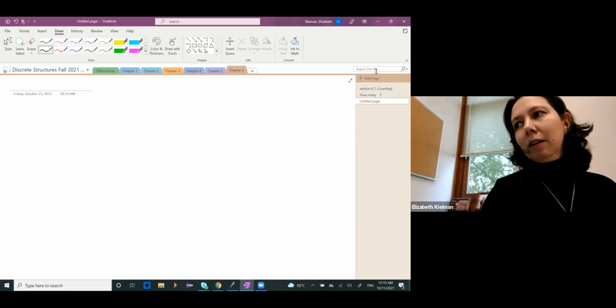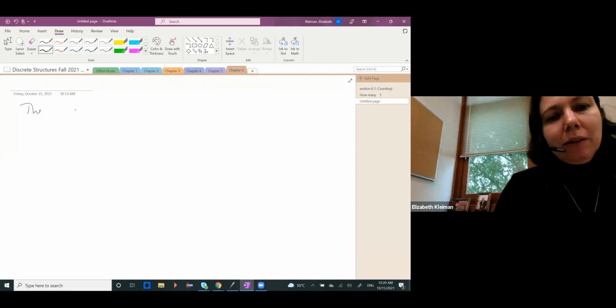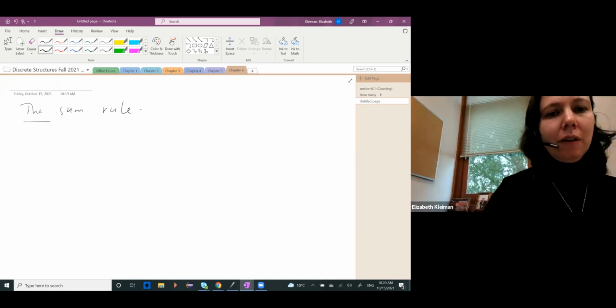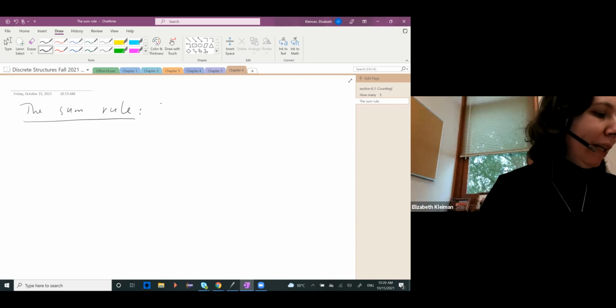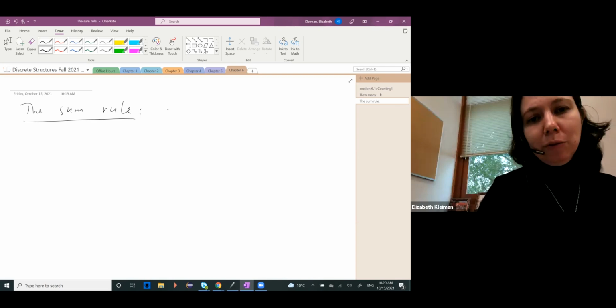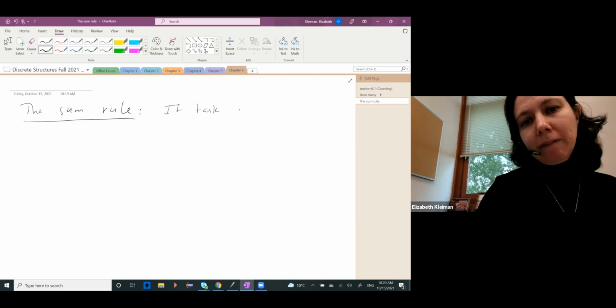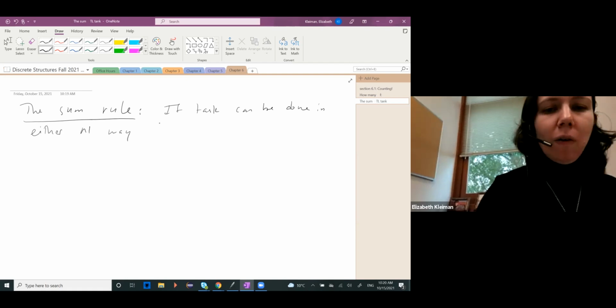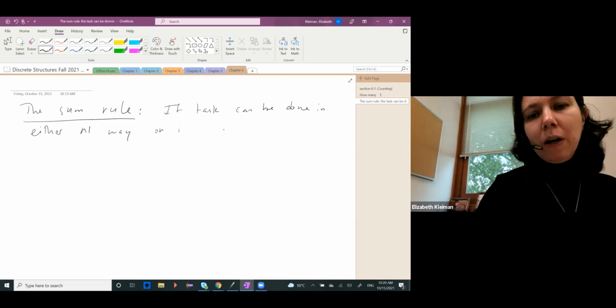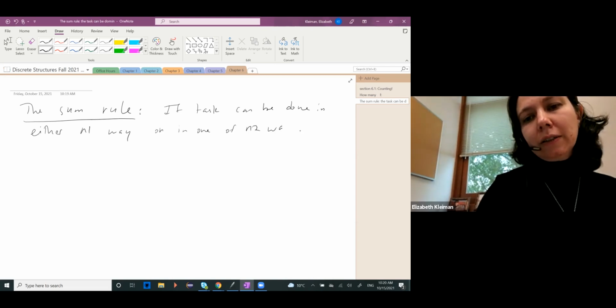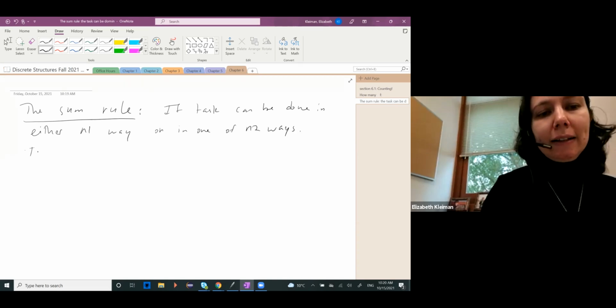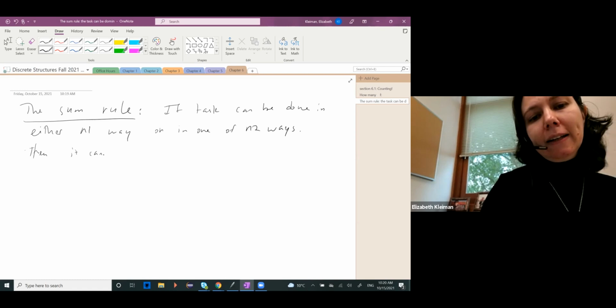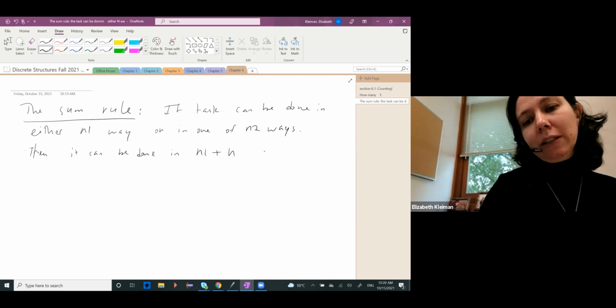The sum rule. If a task can be done either in one of n1 ways, or in one of n2 ways, then it can be done in n1 plus n2 ways.